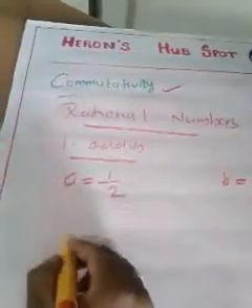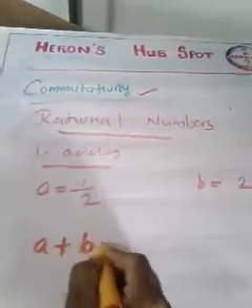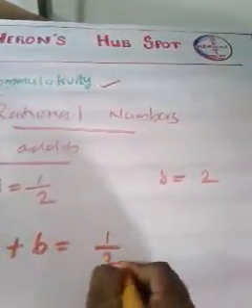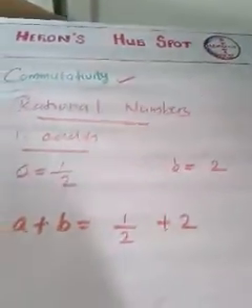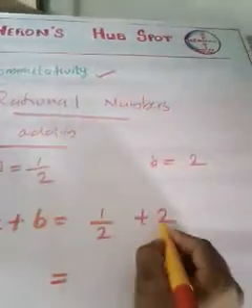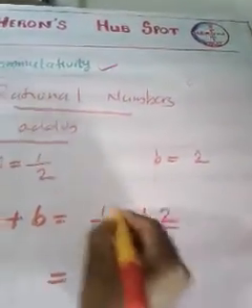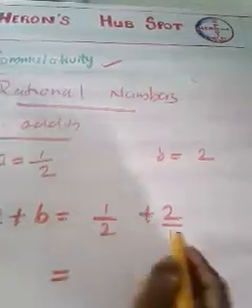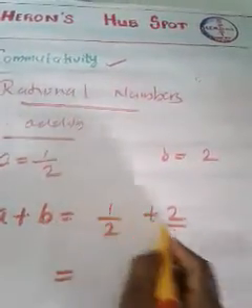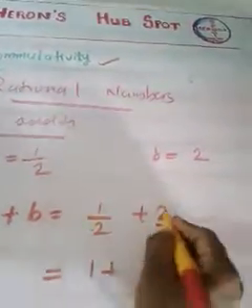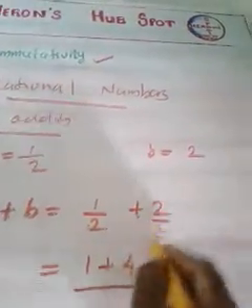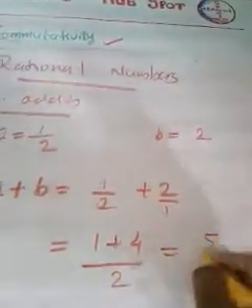Now since it is addition, I am going to calculate A plus B. What is that? 1 by 2 plus 2. How can you calculate it? You can represent 2 as 2 by 1. Then you can cross multiply. You know how to add two rational numbers by using cross multiplication. 1 into 1 is 1, plus 2 into 2 is 4, by 2 into 1 is 2. The answer is 5 by 2.